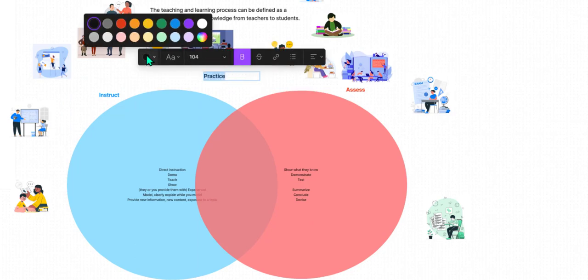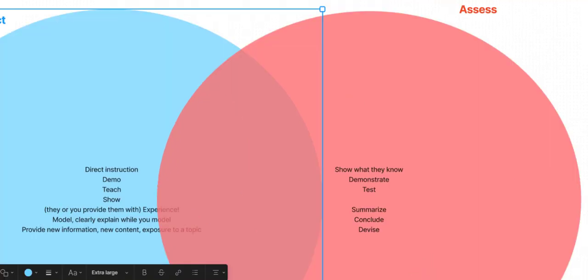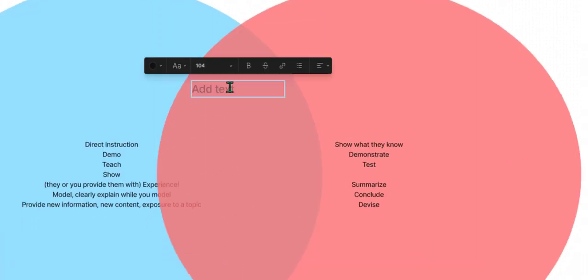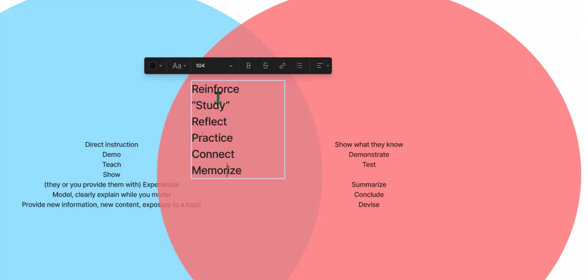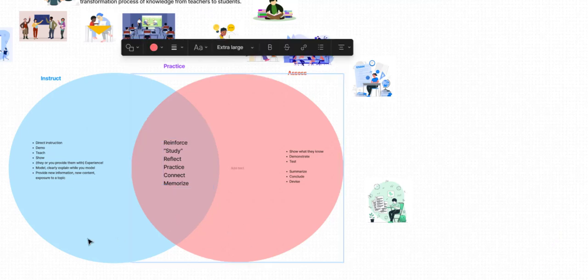We're going to call it practice in general, but just like instruction and assessment, there are different ways to describe it. When we say practice, there are a lot of different activities that are occurring in your classroom that fall into this category. Anytime that students are reinforcing their new learning, they're reflecting, they're connecting, they're memorizing, these are all examples of practicing.